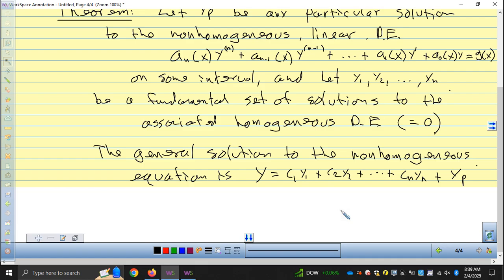Does that mean that you always have to solve the homogeneous equation for non-homogeneous problems? Yes. When we start solving non-homogeneous differential equations, first we have to solve the homogeneous differential equation. Then we solve the non-homogeneous. And then we add those solutions together.